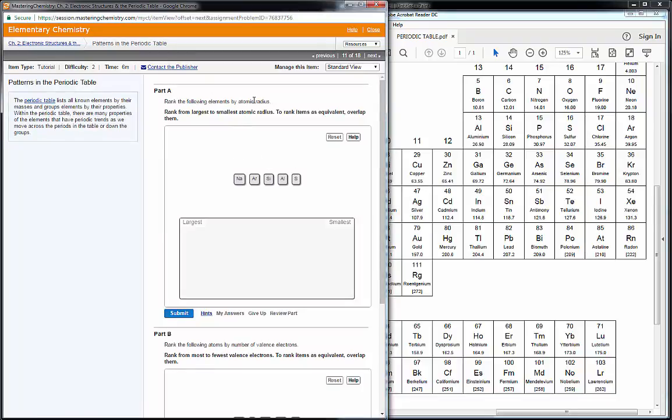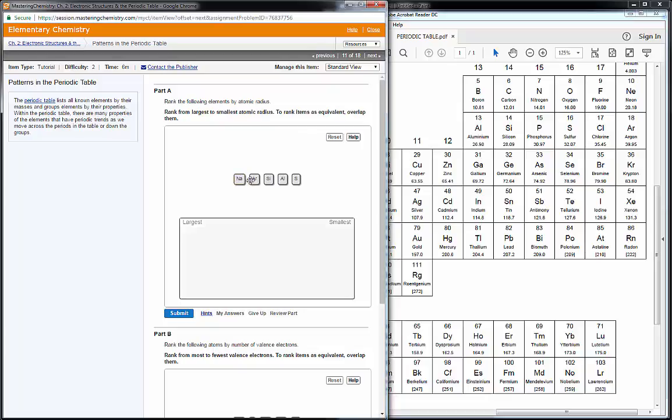Now, rank elements by atomic radius. Atomic radius increases as we go down the periodic table, but it actually decreases as we go across. Even though we're adding additional electrons, they're adding to the same size shell, and they're actually being held more tightly. So my radius decreases as I go across, increases as I go down.